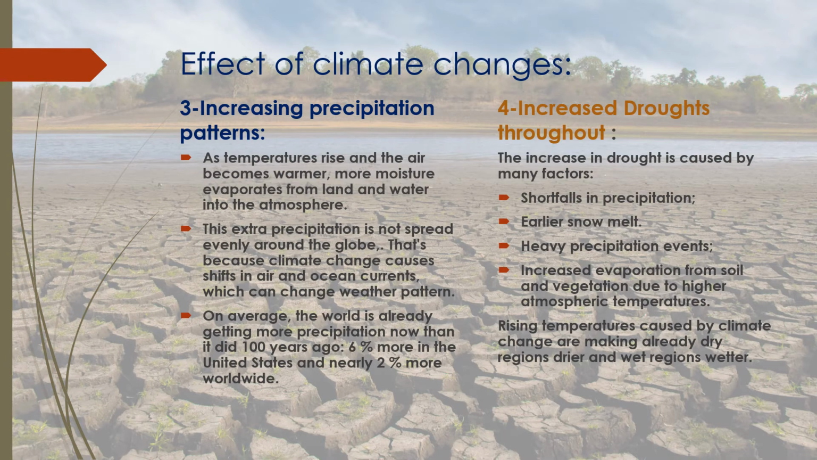Number 3. Increasing precipitation patterns. As temperatures rise and the air becomes warmer, more moisture evaporates from land and water into the atmosphere. This extra precipitation is not spread evenly around the globe. That's because climate change causes shifts in air and ocean currents, which can change weather patterns. On average, the world is already getting more precipitation now than it did 100 years ago, 6% more in the United States and nearly 2% more worldwide.